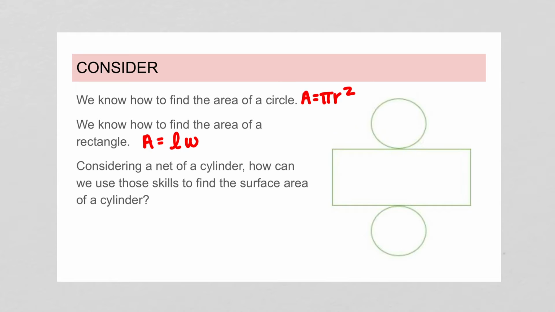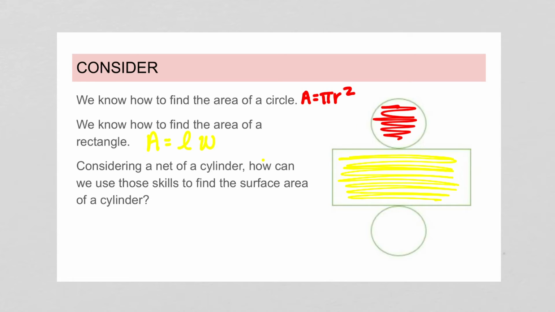And hopefully you thought about it. I'm going to go ahead and make this a different color. So we said the area is length times width. So we're thinking we've got this. Say we figure out that area, and then we figure out the area of one circle and then the area of the other circle. Well, what can we do with those? We know that we're going to have the area of two bases.